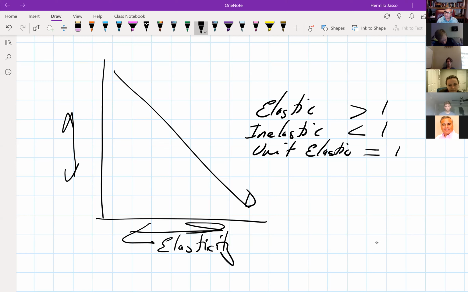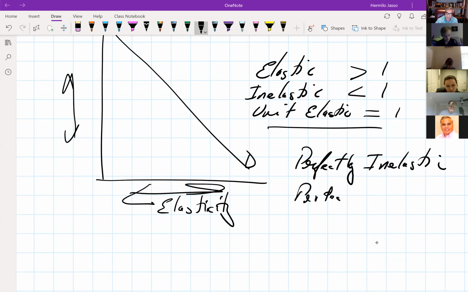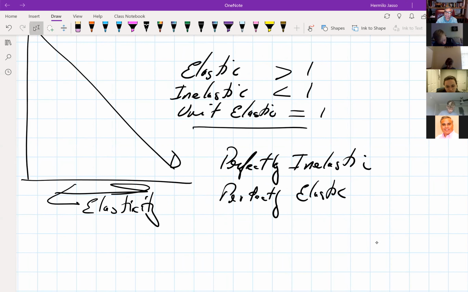Okay. So this is the 3 types of elasticities. Now there's actually 7 types of elasticities, but we have only covered 3 today. Okay, so the other special types of elasticity are perfectly inelastic and perfectly elastic.